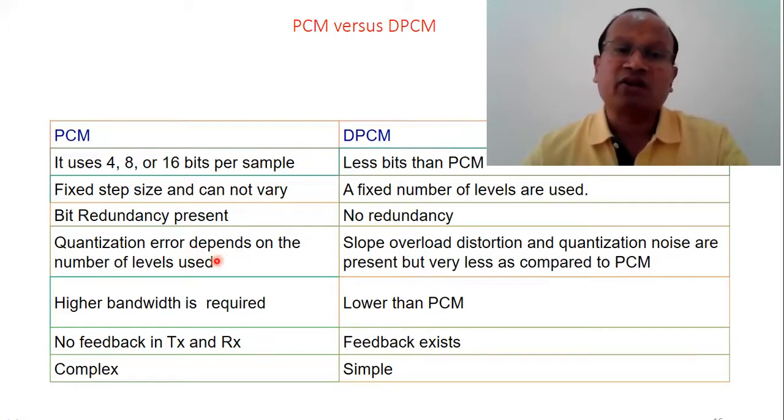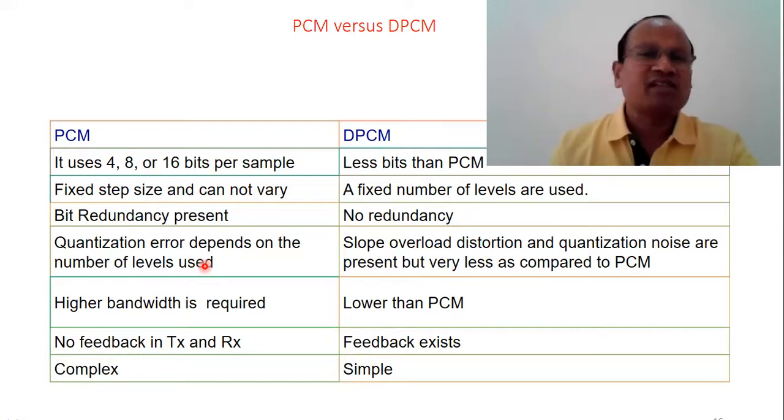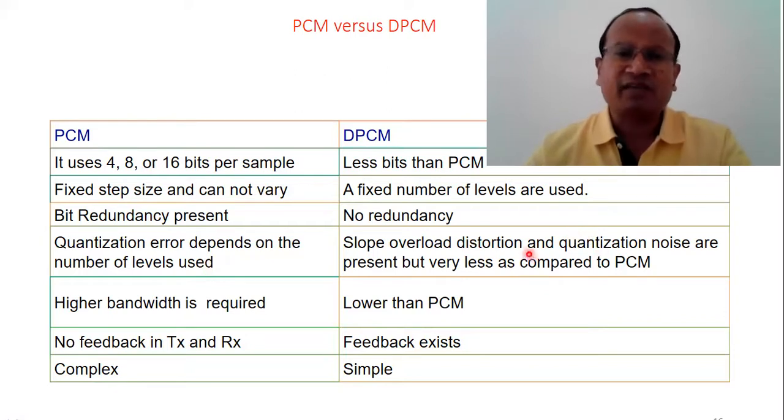Quantization error depends on the number of levels used. How many levels are there? If there are more levels, there is lesser quantization error. With fewer quantization levels, there is more quantization error. Slope overload error and quantization noise are still present in DPCM, but very less as compared to PCM.